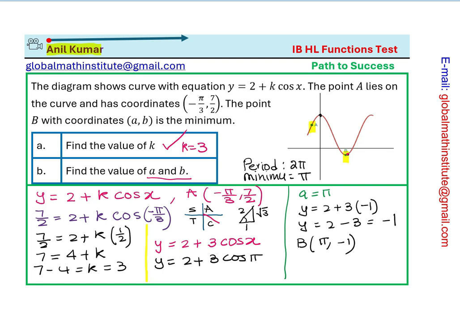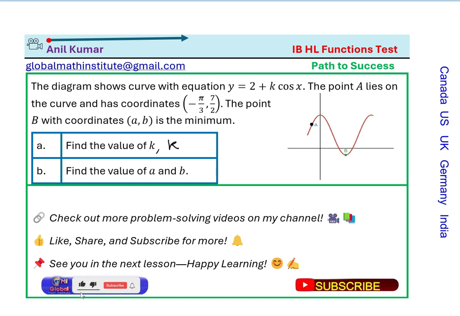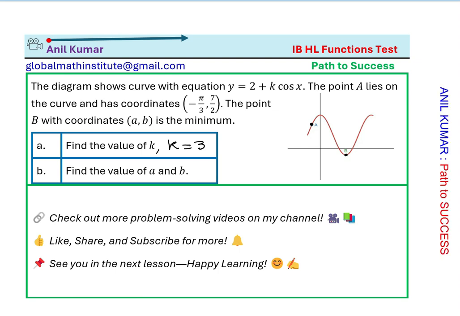Is that clear to you? That is how we are going to solve this question. Perfect. You see how we have solved this question? With the point A given to us, we found the value of k, right? And once we had k equal to 3, we changed the equation, wrote down k as 3, and found the minimum at pi and minus 1, correct? So we got the value of B. So I hope that is absolutely clear.